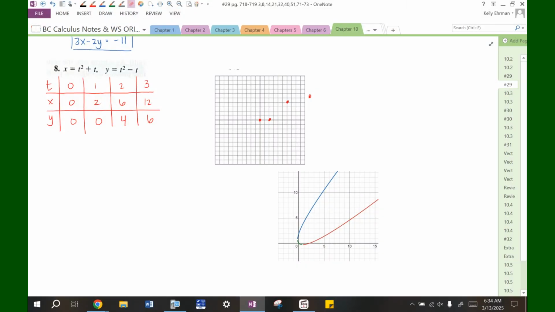Oh, it's not 6, 4. That's why that's being so weird. It's early, sorry. When I plug in 2, I get 4 minus 2 is 2. There we go, 6, 2. See, I knew something was going wrong. Okay, so then 12, 6. That seems a bit more reasonable and in line.